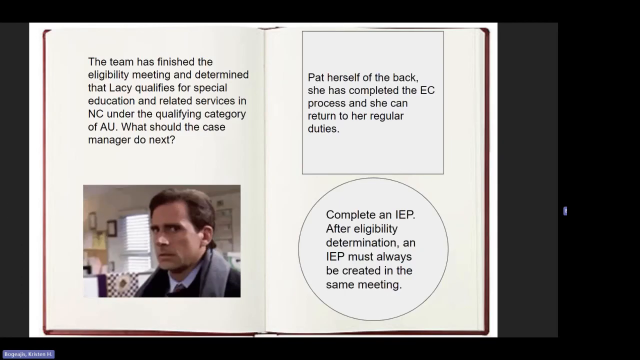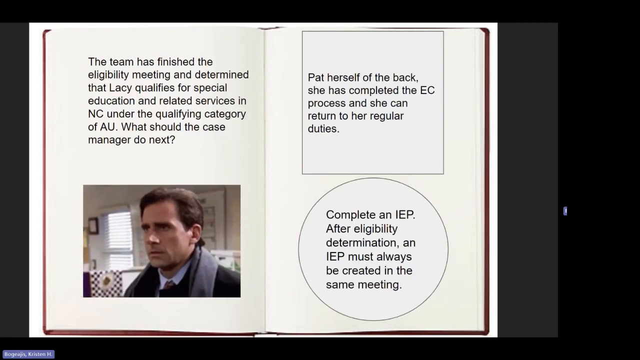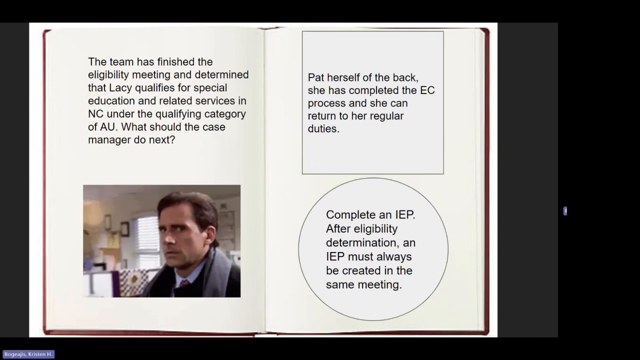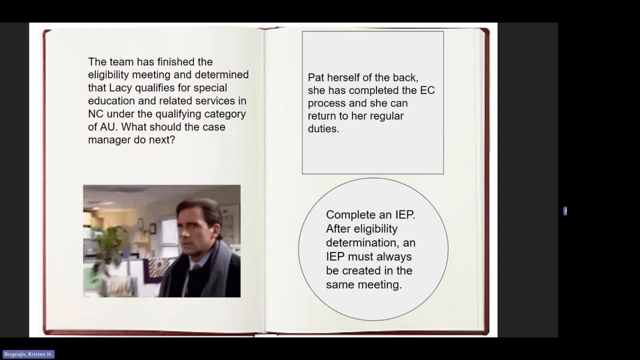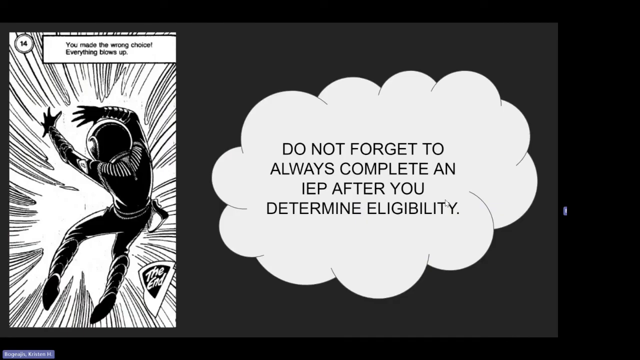The team has finished the eligibility determination meeting, and they have determined that Lacey qualifies for special education and related services in North Carolina under the qualifying category of AU. What should the case manager do next? Should she pat herself on the back? She's completed the EC process and she can return to her regular duties. Or should she complete an IEP after eligibility determination? An IEP must always be created in the same meeting. Do not forget to always complete an IEP after you determine eligibility.